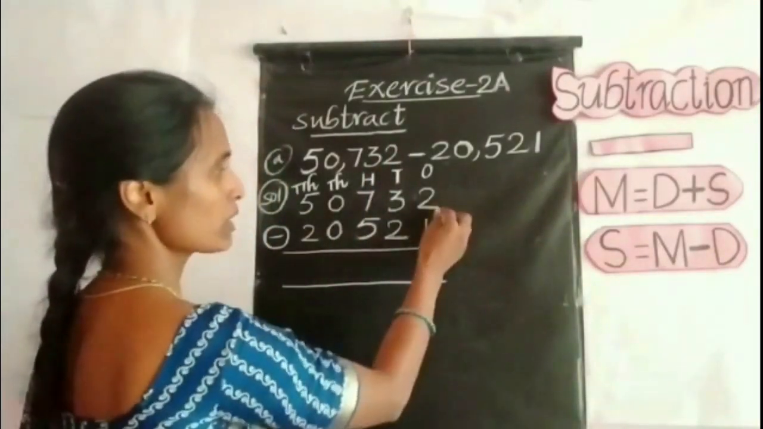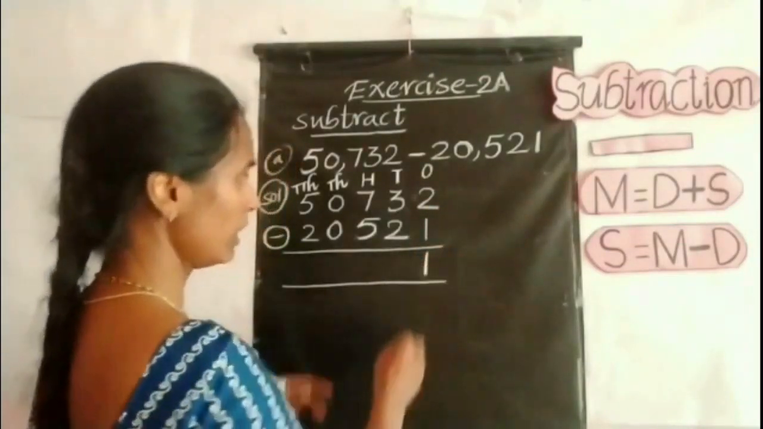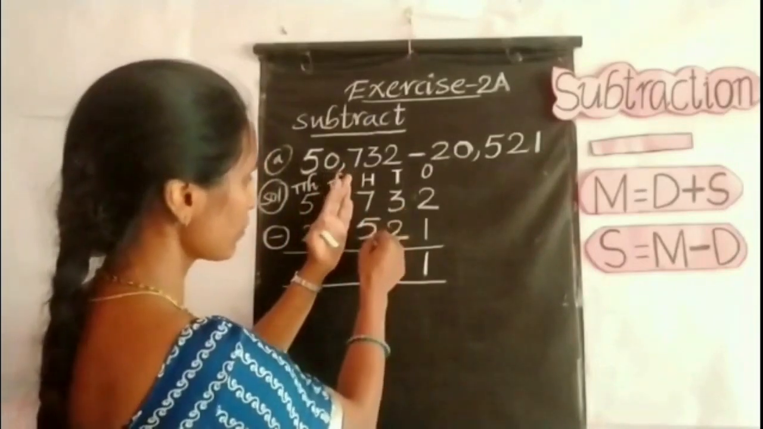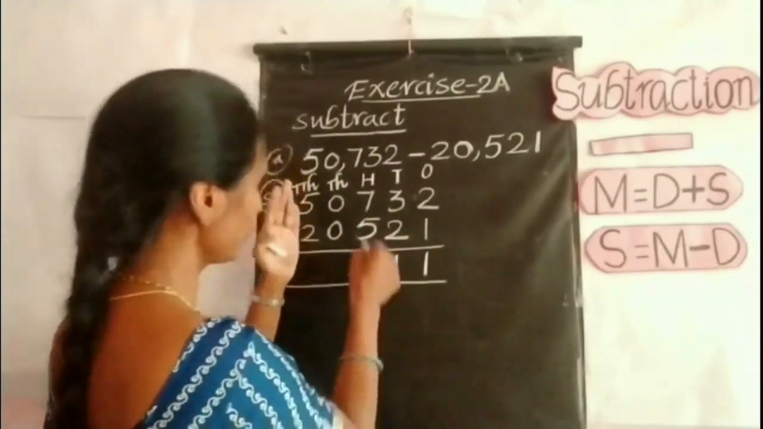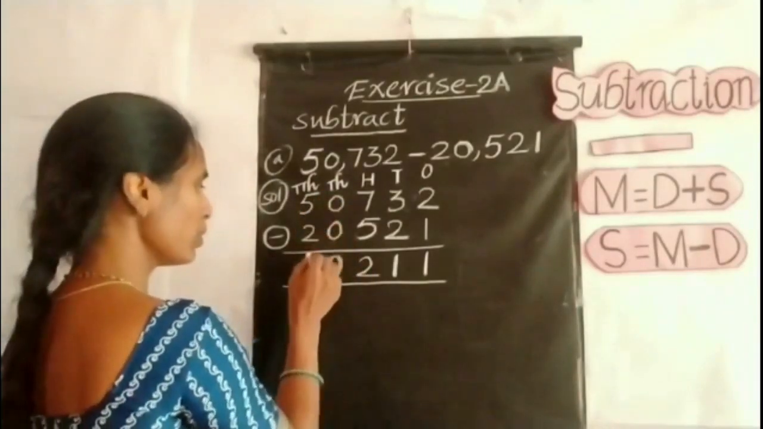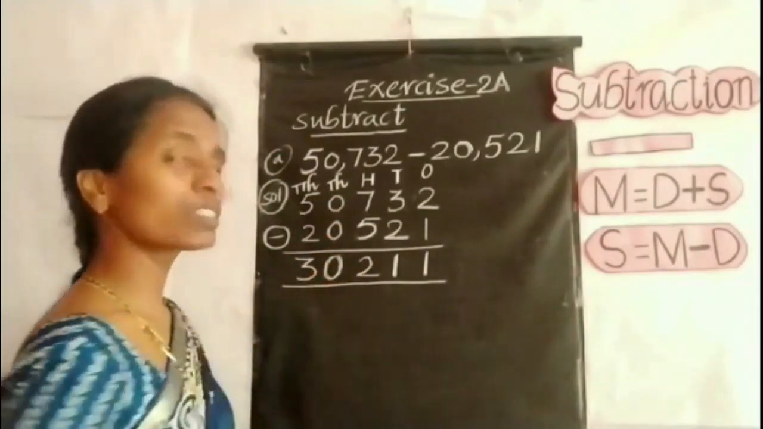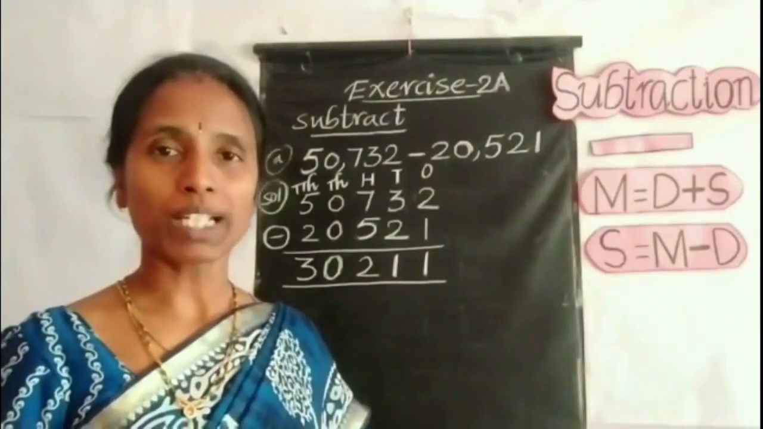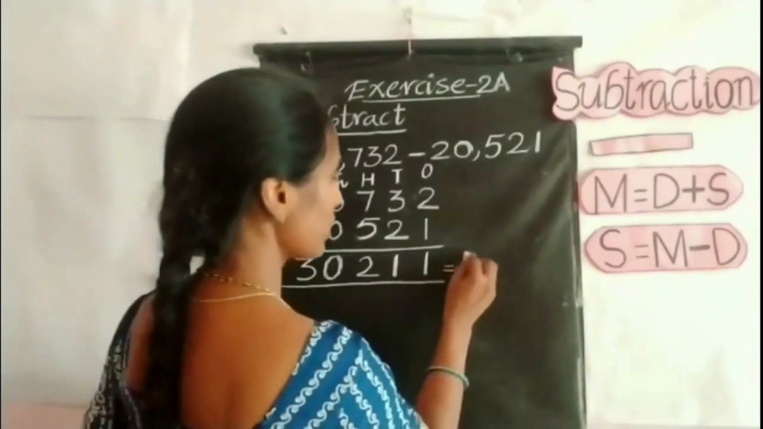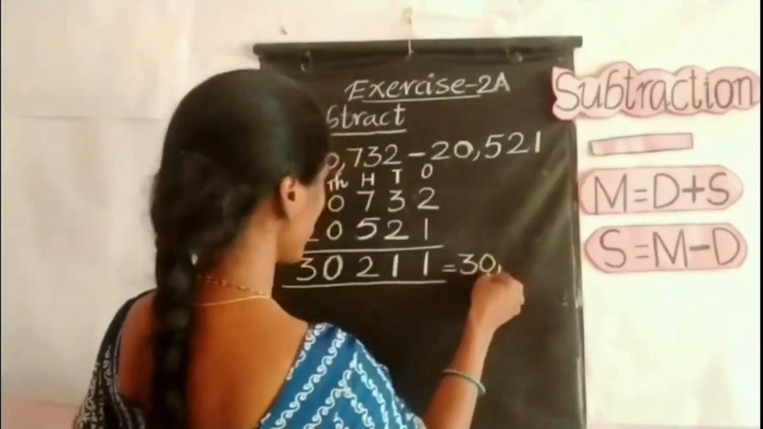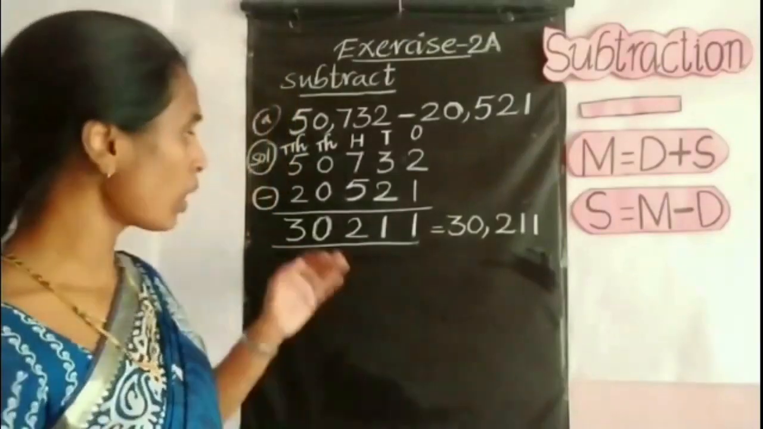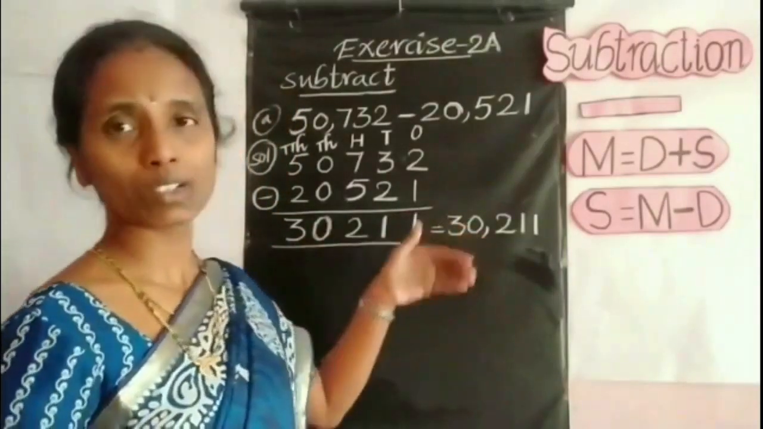So, 2 minus 1, how much, children? 1. 3 minus 2, 1. 7 minus 5, 2. 0 minus 0, 0. 5 minus 2, 3. This is simple subtraction, subtraction without regrouping. What is the difference, children? 30,211. Now I'll explain how to check whether our difference is correct or wrong.